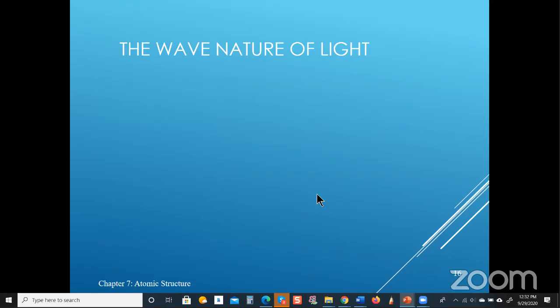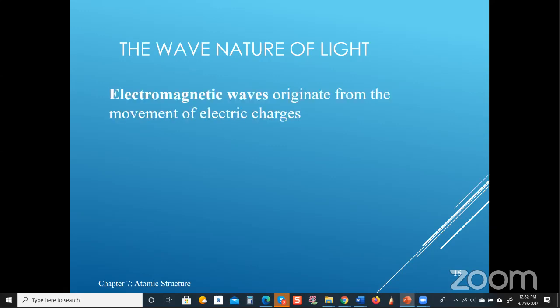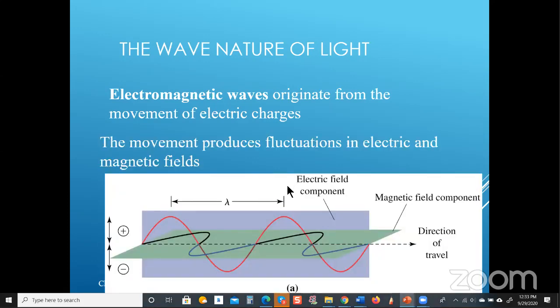The reason why we are talking about the waveform is because light or electromagnetic radiation, and light is a part or a form of electromagnetic radiation, exhibits behavior associated with a waveform. The waveform is called electromagnetic waves, and it originates from the movement of electric charges as well as magnetic fields, right? What you see here on the screen is a diagram which shows you the two components that comprise the electromagnetic waveform.